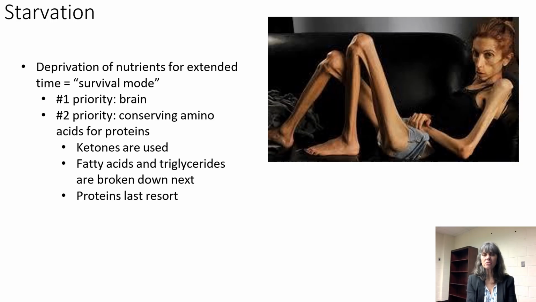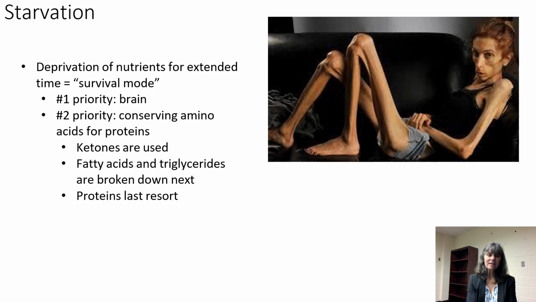Starvation occurs when a person is deprived of nutrients for an extended time. The body enters what's called a survival mode. The priority for nutrition is the brain. The second priority for the body is in conserving amino acids for proteins. And ketones are going to be used for energy because the person's not getting enough carbohydrates or fats or proteins.